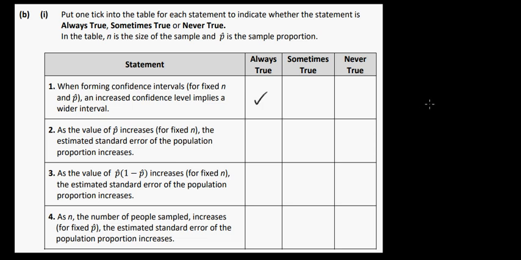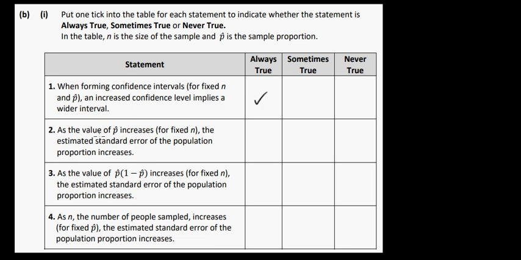so you're 99% sure, if you like, that the true population proportion is between your particular limits, then your limits will be wider because you're more confident. So in order to be more confident, your confidence interval will be wider.